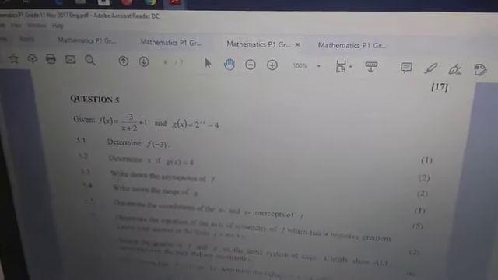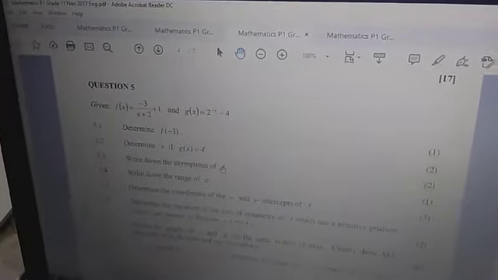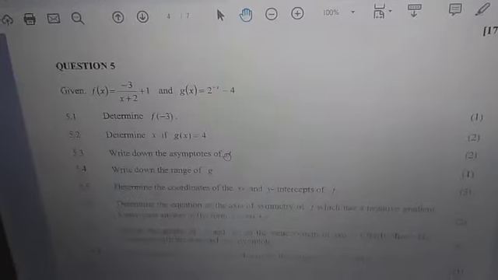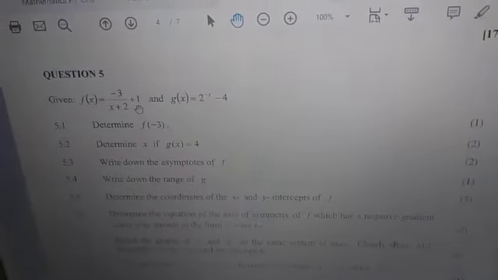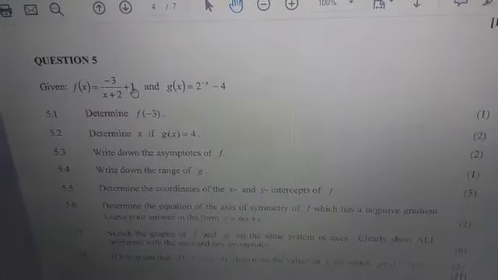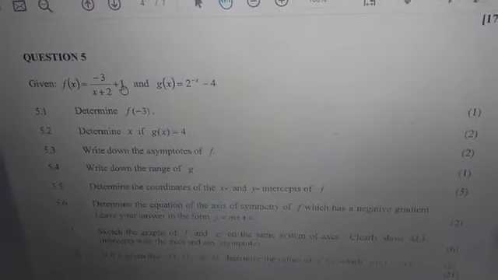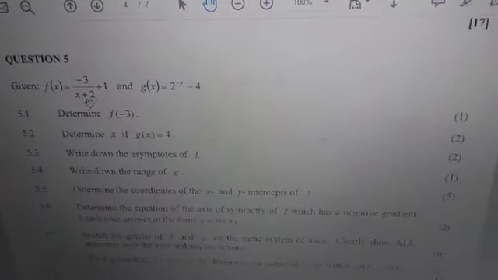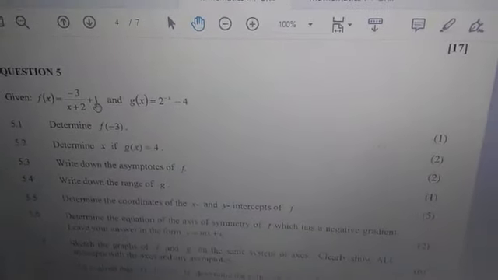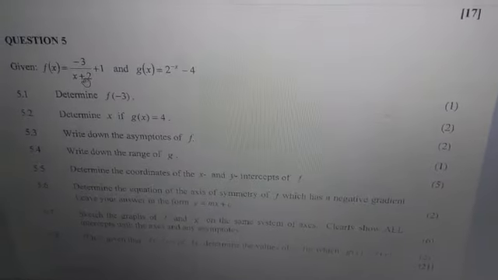Okay, write down the asymptote of f. They are saying not the equation, the asymptote. It means that you have the y value of the horizontal asymptote, which is 1, and the x value of the vertical asymptote, which is negative, not plus 2, it's negative 2, right? So those are your answers, and it's just 2 marks.